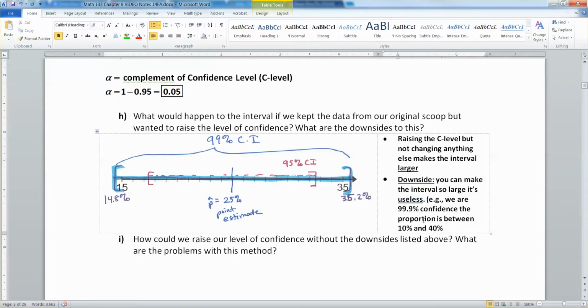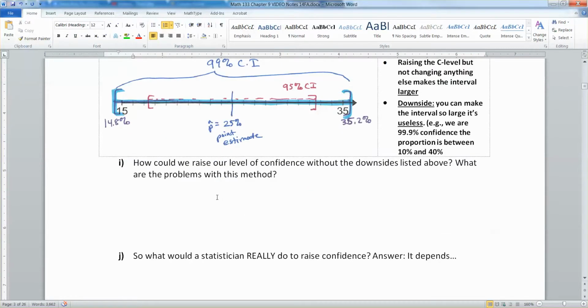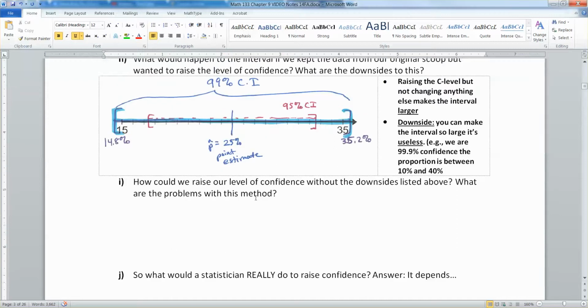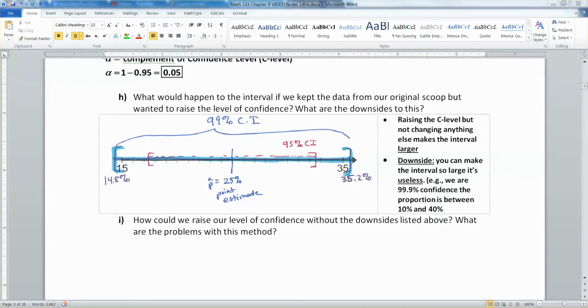It's useless. Okay, so how could we raise our confidence level but without that downside? What could we do to make it so that we are more certain, but we don't have this huge window for where the true proportion is going to fall? That would be to take a bigger sample, i.e. a bigger scoop, or more scoops, right? More scoops will sometimes do it.